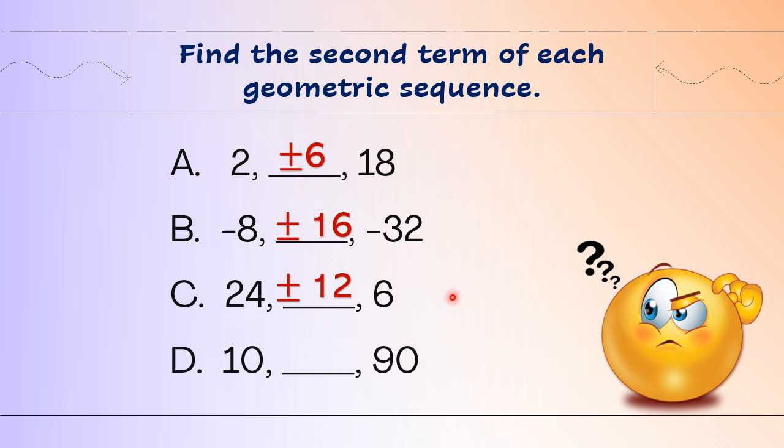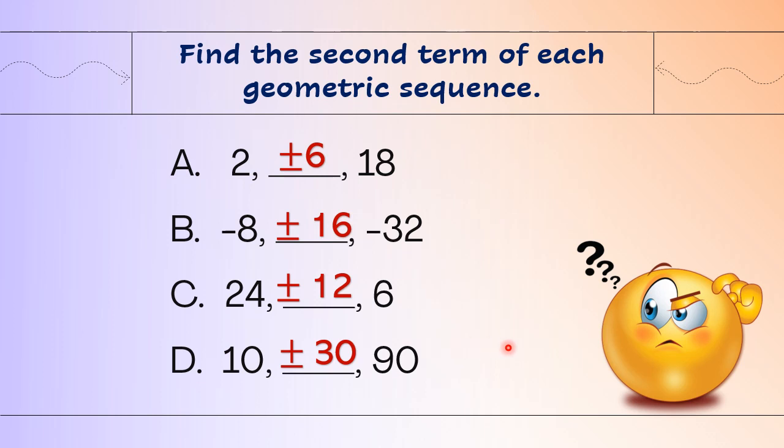And lastly, for letter D, our answer is positive or negative 30. For our common ratio as well, we acknowledge negative 3 as our common ratio here. And so, we can also have negative 30 as our second term.